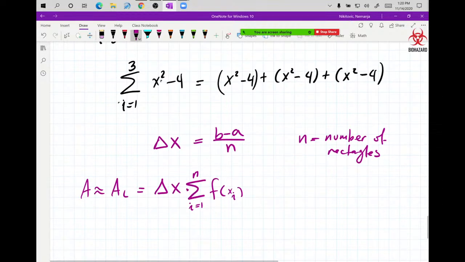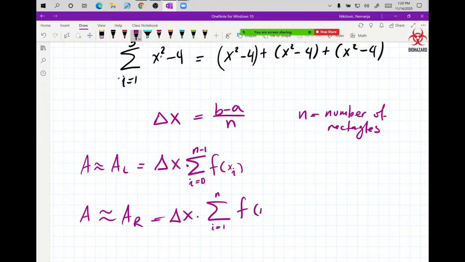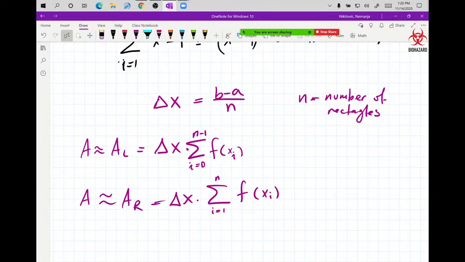Let me write the other one. So A_R is going to be delta x times summation, i is going to start. So left starts at 0, goes to n minus 1. Oops. And over here, this one starts at 1 and goes to n. This is called debugging, okay? I just debugged my formula up there.